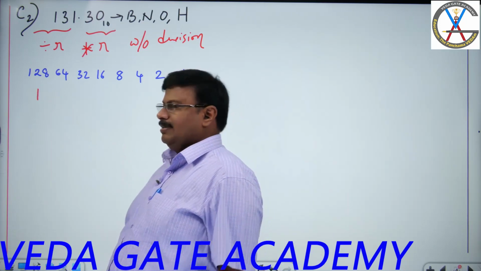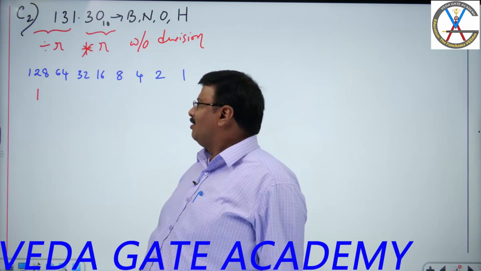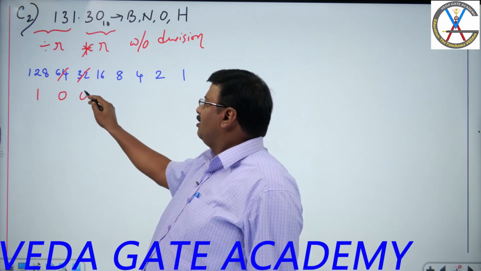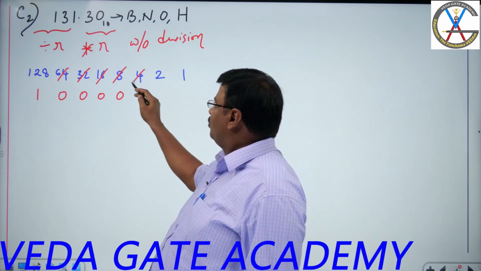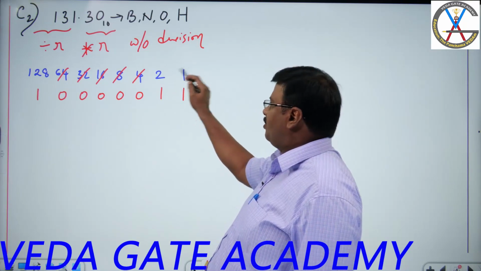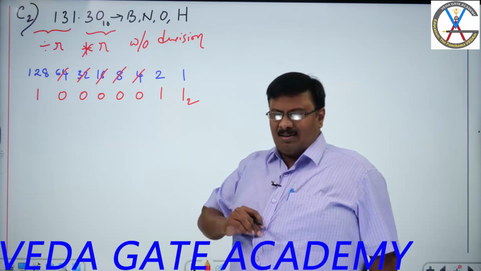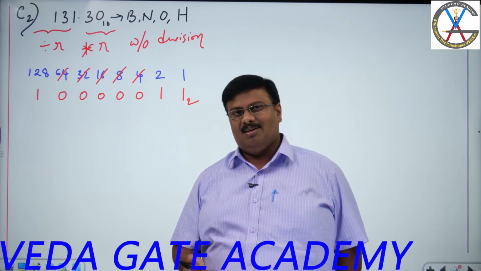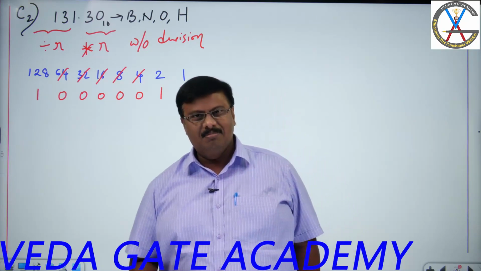1 into 128, and I need only 3 more to get 131. 64 I do not need. 32 I do not need. 16 I do not need. 8 I do not need. 4 I do not need. 2 plus 1: 1, 1. 128 plus 3 is 131. The binary answer is ready, without using division, fast and smart. Adding predefined weights is better than division, right? Let us use that method.